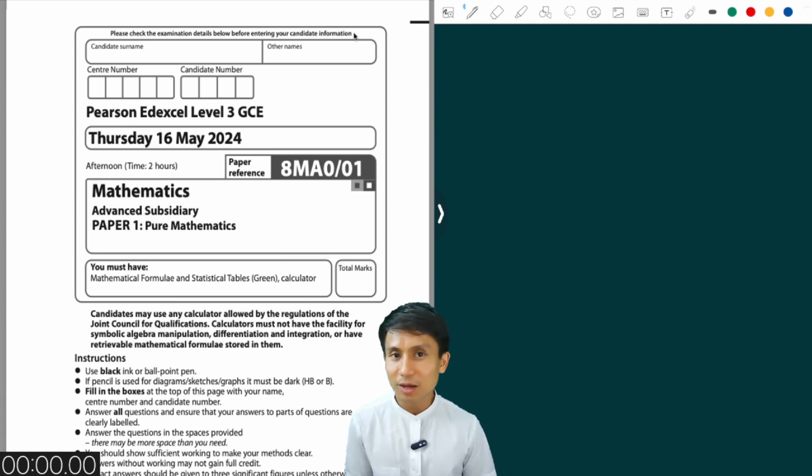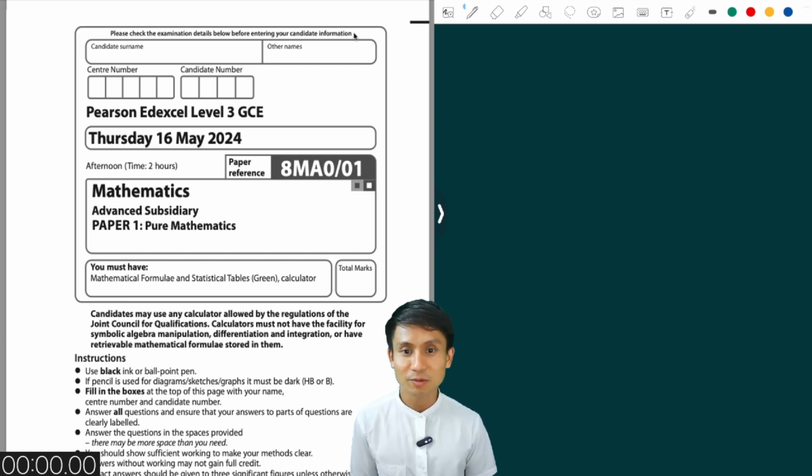Now this time I'm going to be doing the paper unseen. That means I've never seen it before, so I'm going to be timing myself as well, and I'm going to use the exam condition of 2 hours here. As you can see, there is a timer on the bottom left of the screen. I'm going to start the timer now. Okay, here we go.